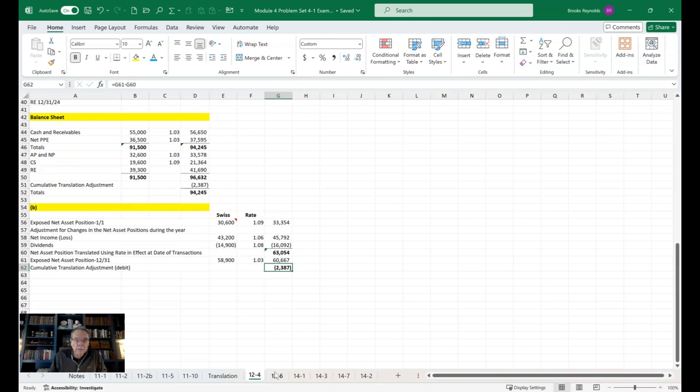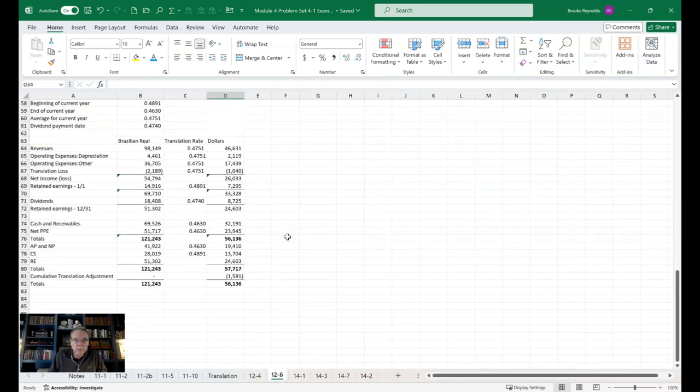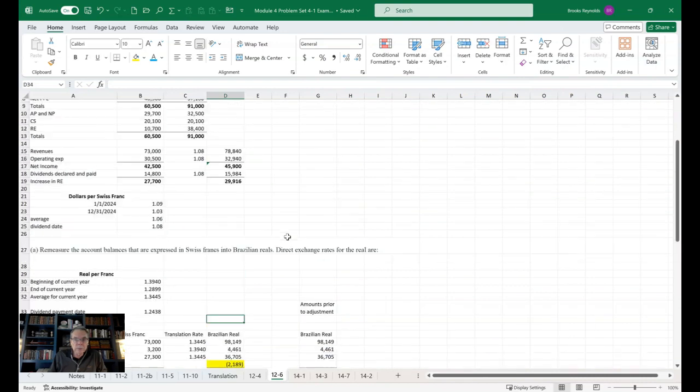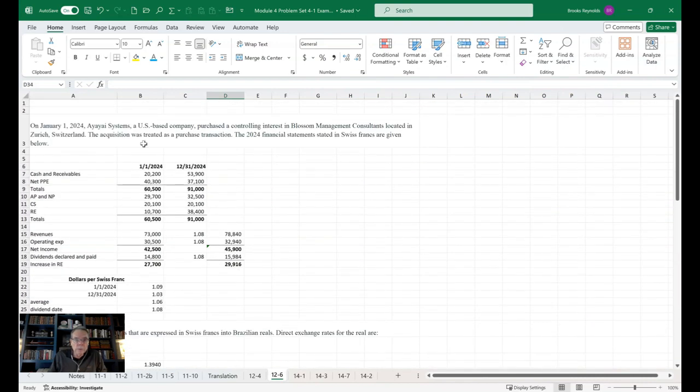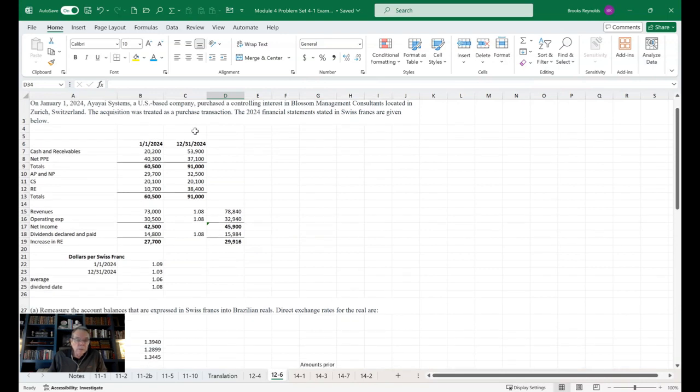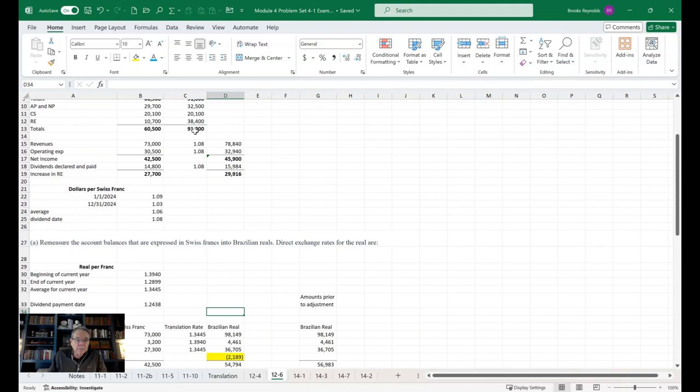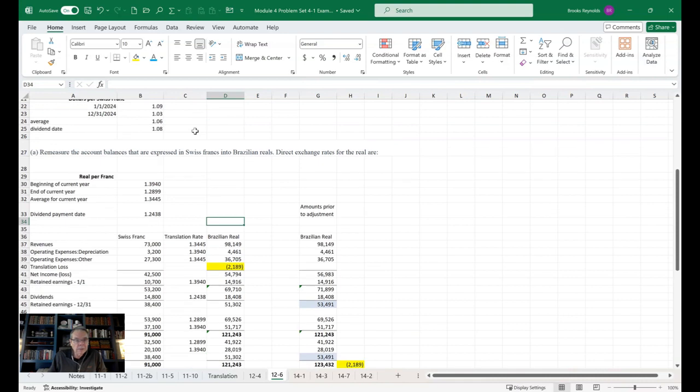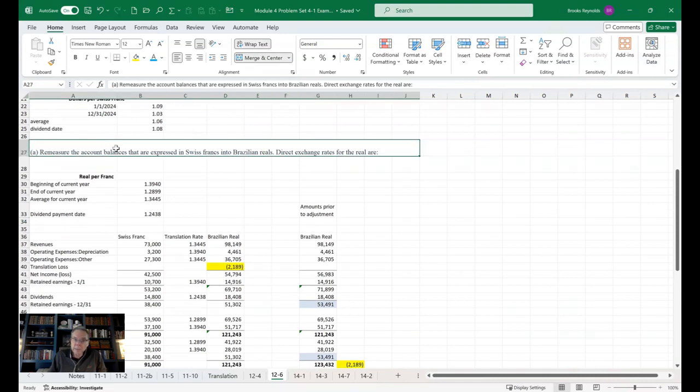And you can use this on tab 12.6. I did a different way, but exercise 12.6 is similar, but what we're going to do is you have a US-based company located in Zurich, Switzerland. But for some reason, we are going to remeasure these account balances that are expressed in Swiss francs into Brazilian reals. Not sure why we're doing that, but that apparently is the currency that we should be using.